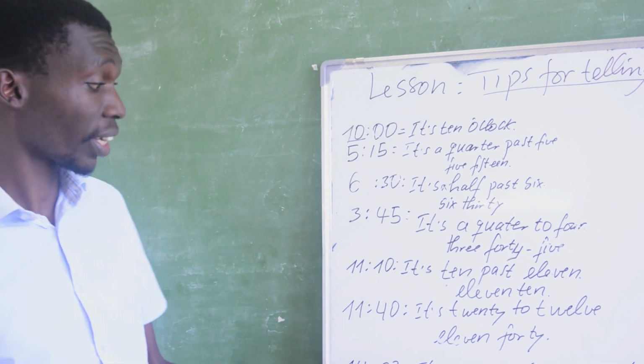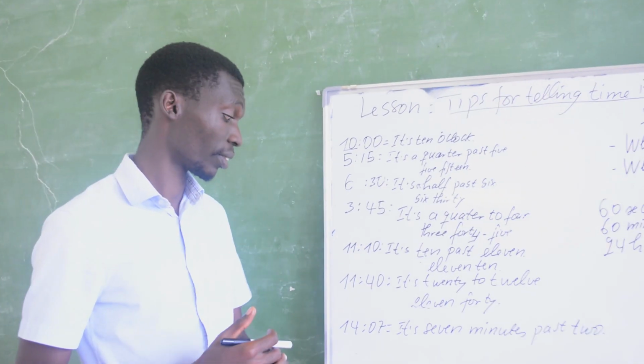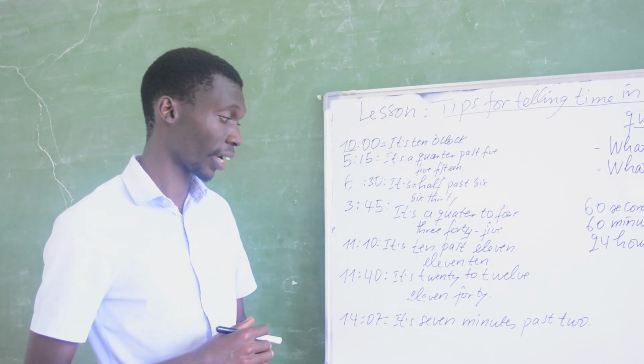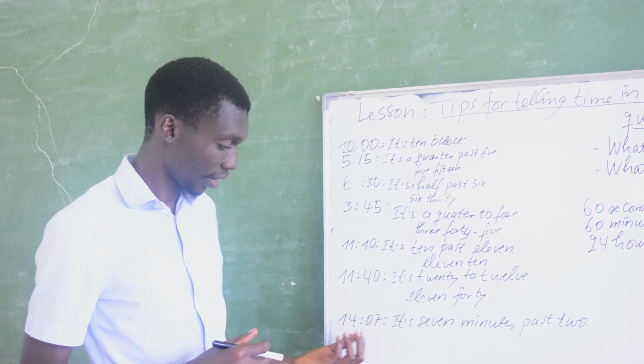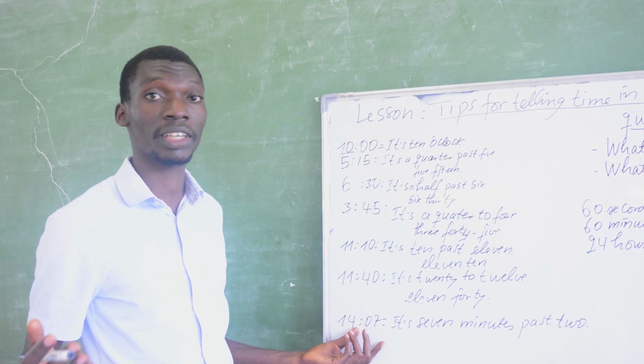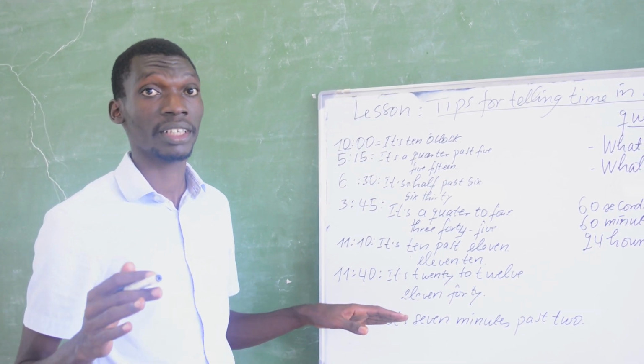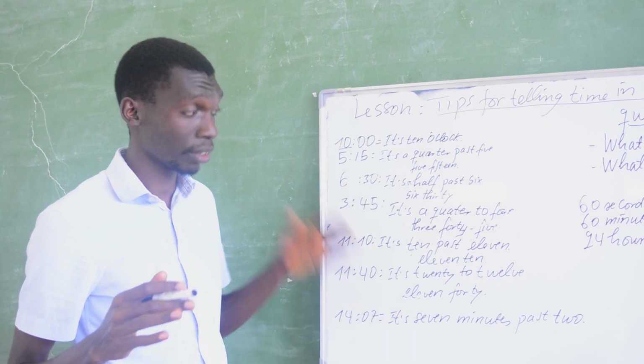Now, we say it's 7 minutes past 2. Okay? 7 minutes past 2. Here, we'll lead to 2. You cannot say it's 14 like how we do in French now. In English, that's a different matter. Is that understood? Very good.